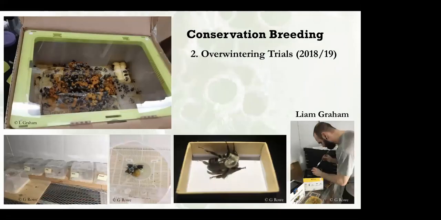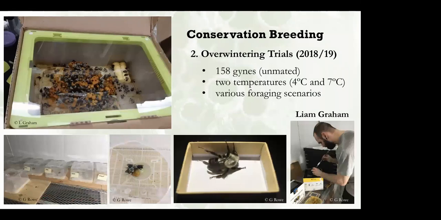Just this past winter, we ran our first ever large-scale overwintering trials, and for them, we used 158 gynes, which are second-generation queens, from four commercial colonies of the common eastern bumblebee. This work was largely conducted by Liam, who you can see in the bottom right here, who, like Tiffany, has been very instrumental in the completion of various bumblebee projects with WPC now for several years. He also led this year's spring surveys in the Southern Ontario region.